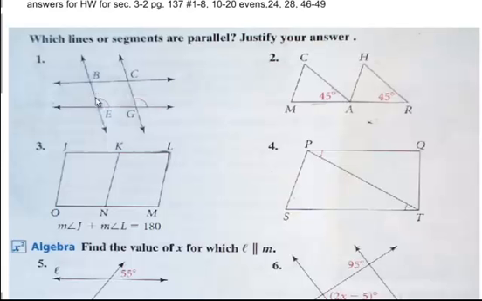Okay, number one, they want to know which lines or segments are parallel and justify your answer. I can see that this angle right here is marked, and this angle right here is marked. These are corresponding angles. So this is the transversal, which connects them, which means this line here and this line here must be parallel. So the lines that are parallel, I think this is a letter E, would be line BE must be parallel to line CG, and the reason is converse of corresponding angles.